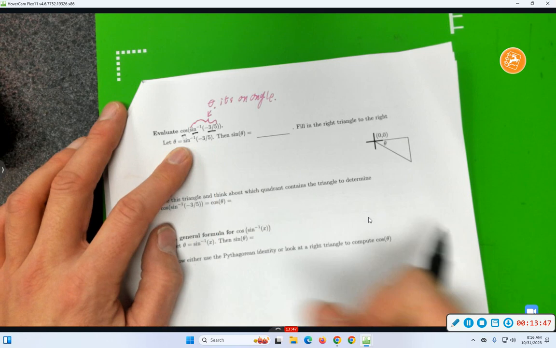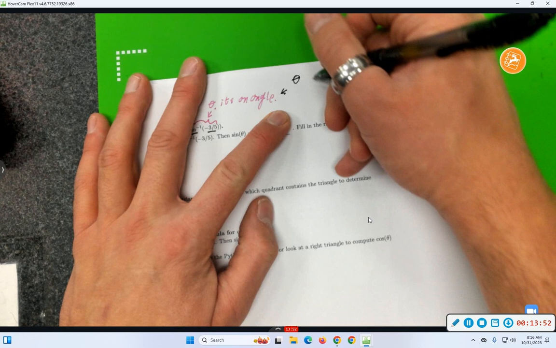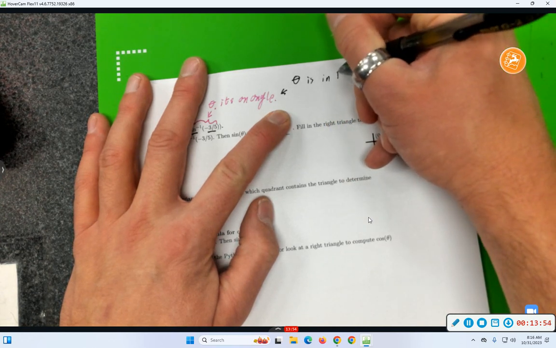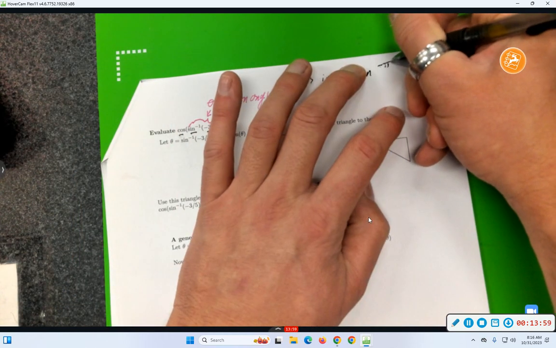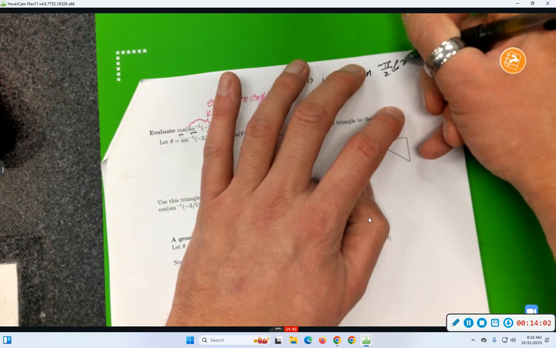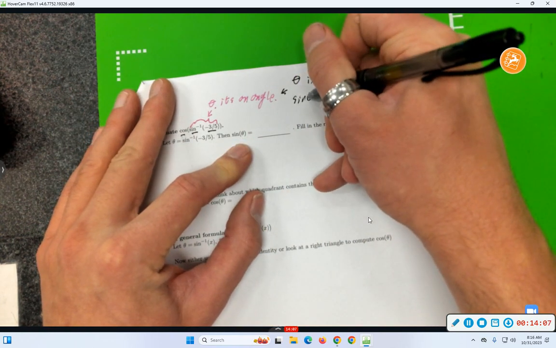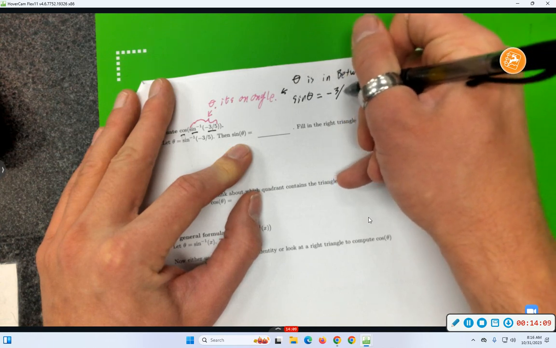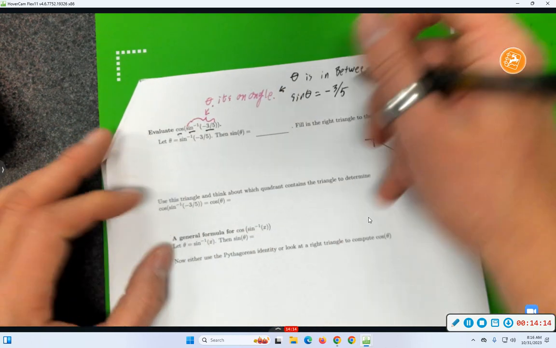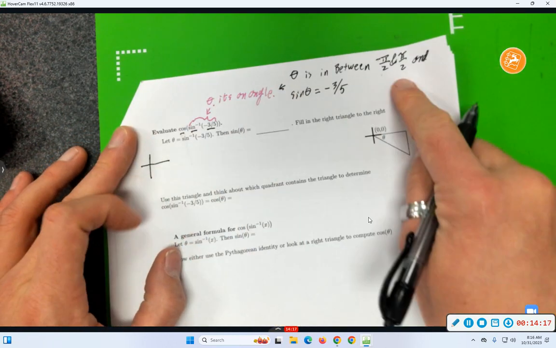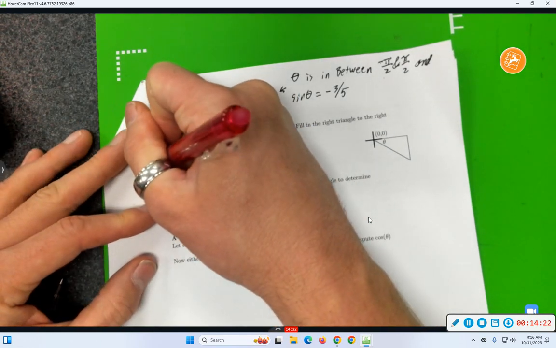Then, well, let's think about what that means. That means that theta is in between negative pi over 2 and pi over 2 and sine theta is equal to negative 3 over 5. So let's remember what all that means. The fact that it's between negative pi over 2 and pi over 2 means it has to be in this range.